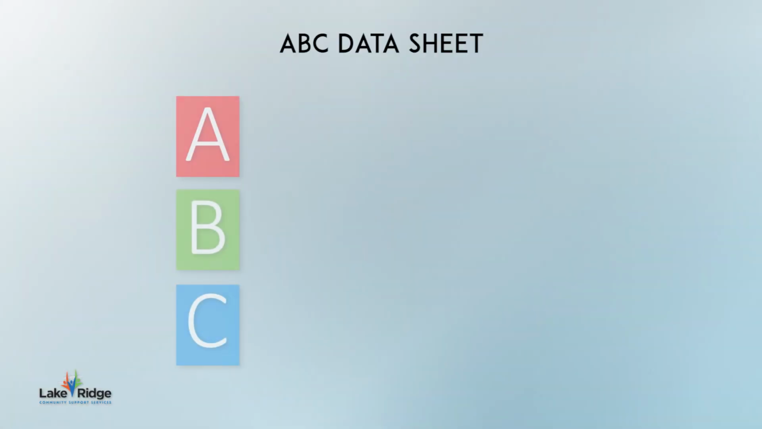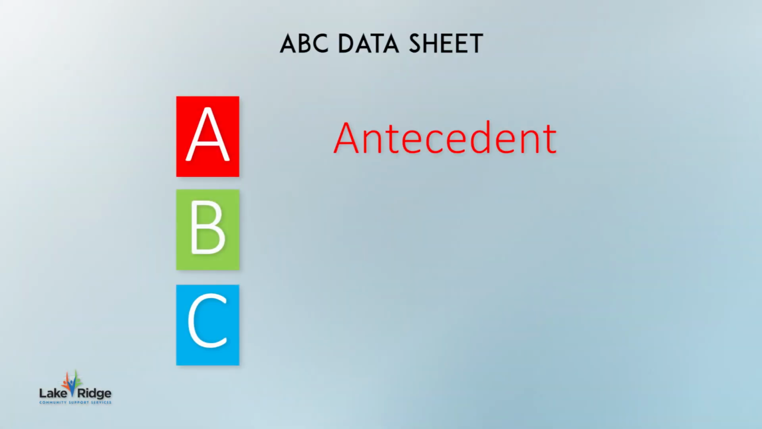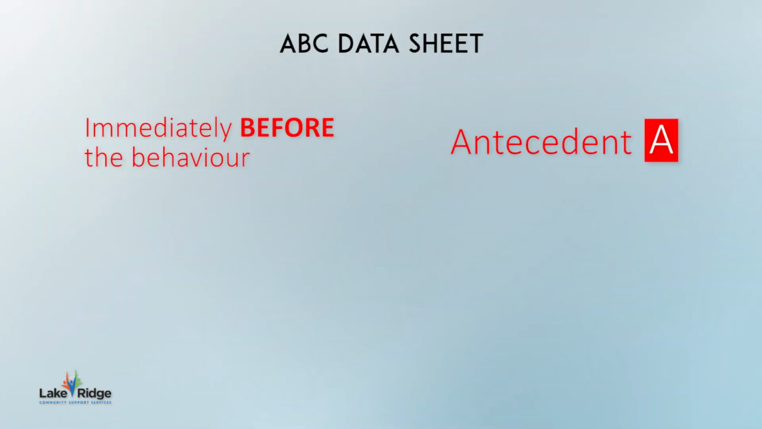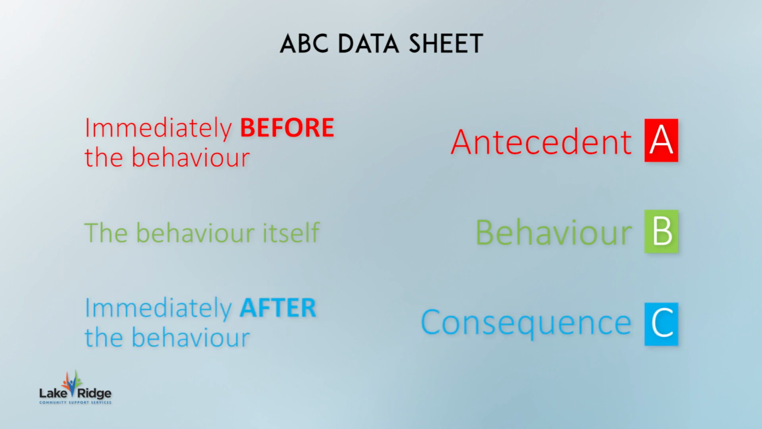The final data collection method we will address is the ABC data sheet, where the ABC stands for antecedent, behavior, and consequence. ABC data collection is a direct observation tool that provides information about what's happening in the child's environment. The information collected can help determine why the behavior is happening. We describe what happens immediately before the behavior itself, and what happens immediately after the behavior.